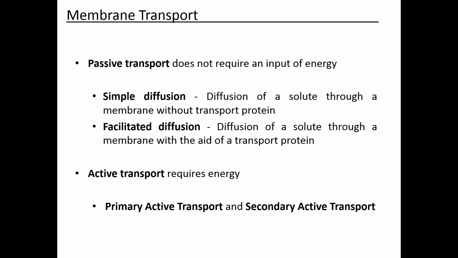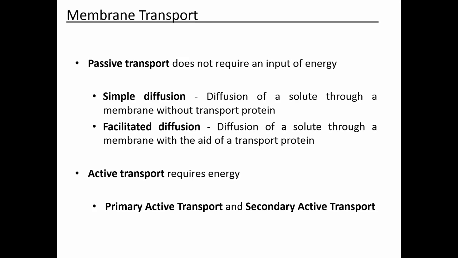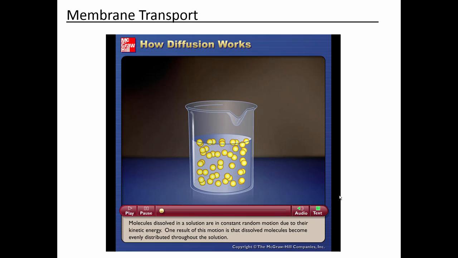So the first two forms of transport that we're going to talk about are going to be simple diffusion and facilitated diffusion, which, given their name, both involve diffusion. So what I'm going to do is show you an animation that you saw in one of the pre-lectures that you did for this topic a while ago, and then we'll define diffusion for this class.